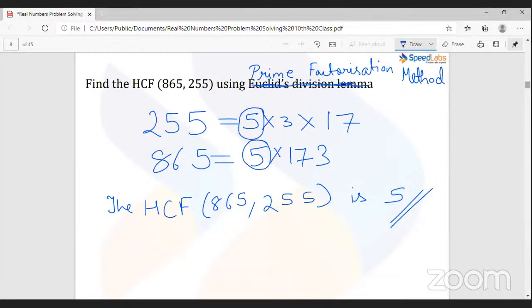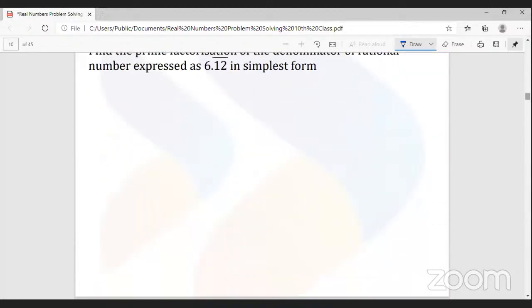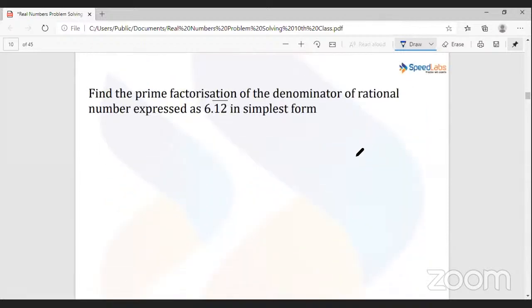So let's move on to the next question then. This is the question. You have to find the prime factorization of the denominator of the rational number expressed as 6.12 bar in simplest form. This is a non-terminating decimal. You have to find the prime factorization of the denominator of the rational number.